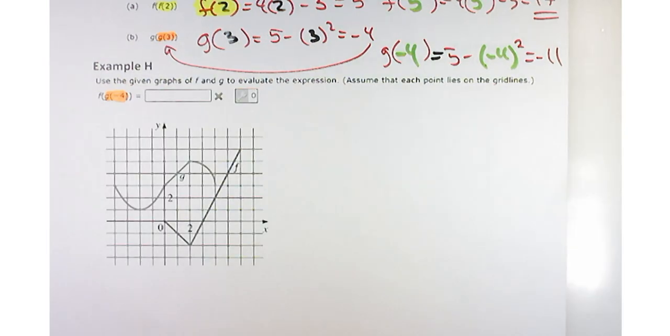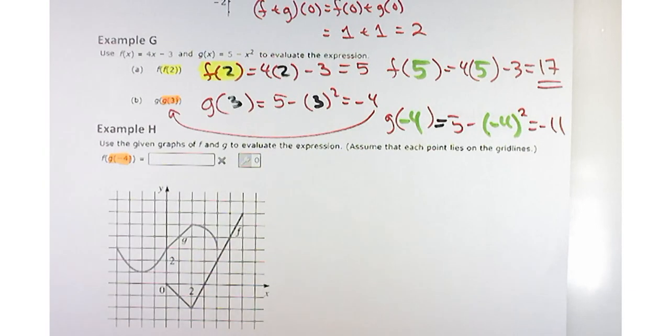So let's hear. f of g of negative 4. So kind of like the last couple, we've got to work from the inside out, except this time they don't give you a function. They just give you some graphs. So we got to use the graph for g.